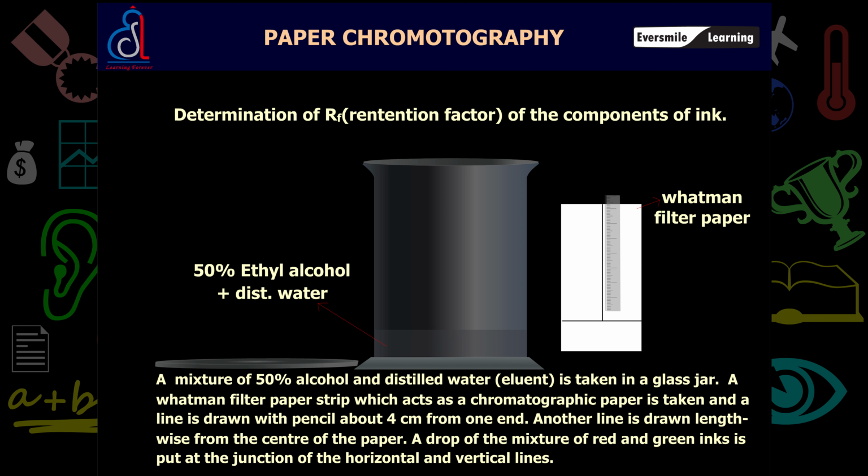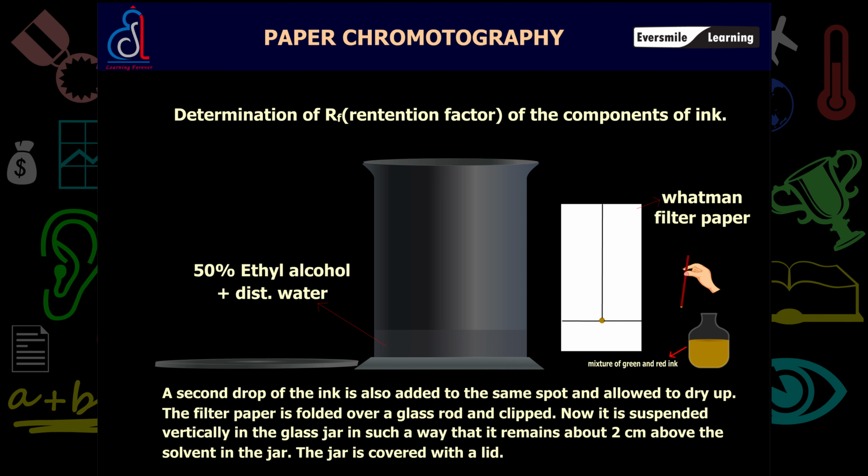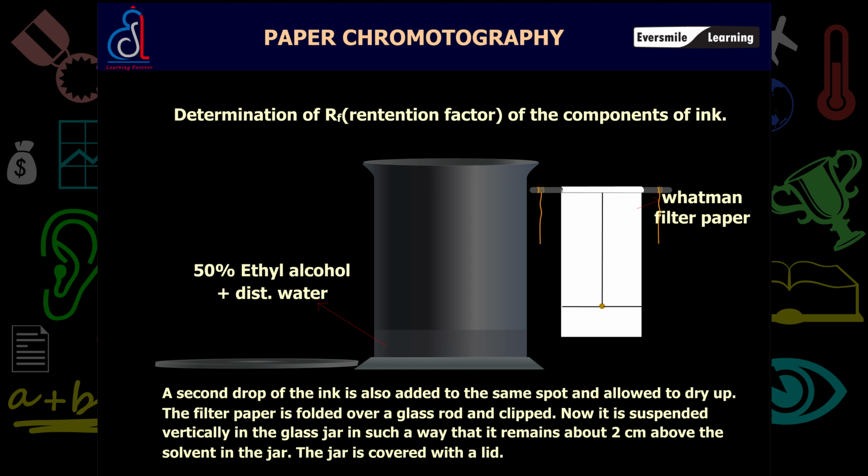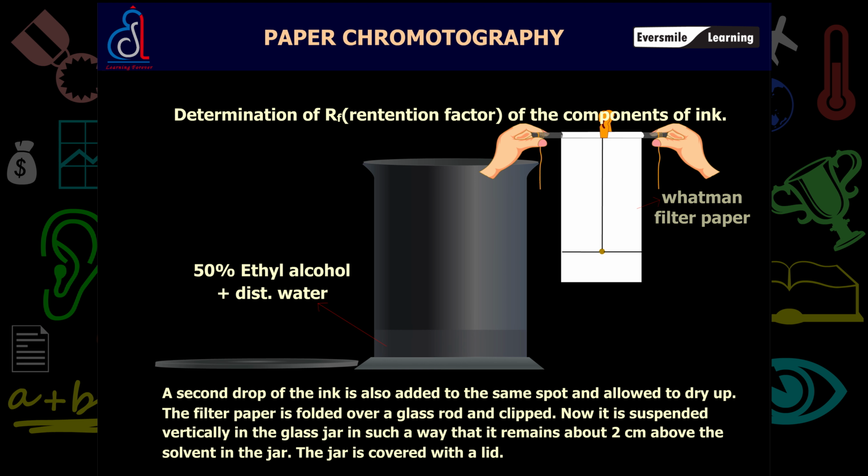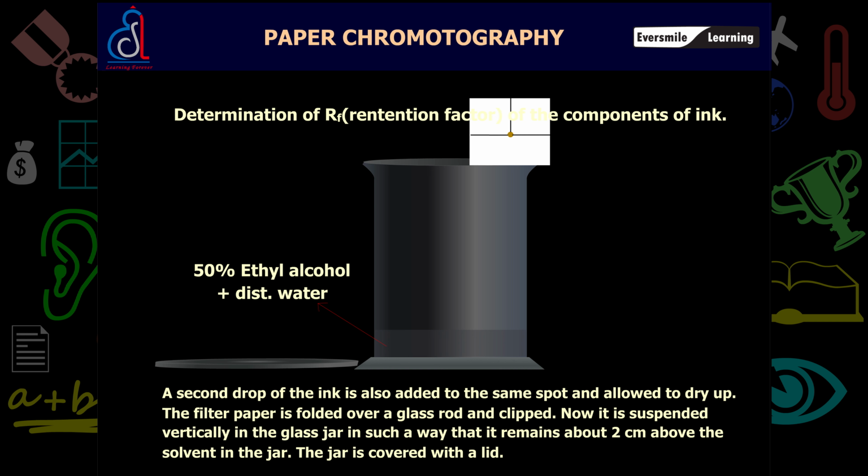A drop of the mixture of red and green inks is put at the junction of the horizontal and vertical lines. A second drop of the ink is also added to the same spot and allowed to dry up. The filter paper is folded over a glass rod and clipped.